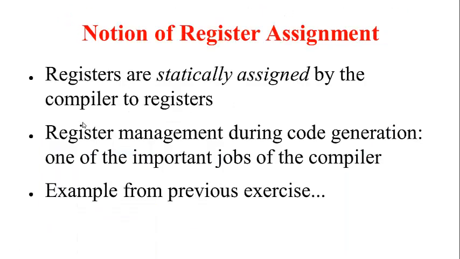Now in both these exercise examples we have seen there is a notion of register assignment. That is, variables in higher level language are statically assigned to specific registers in different portions of the code. This assignment is typically done by the compiler at the time of compilation. And this is one of the important jobs of the compiler. The compiler has to track, for which section of the code, which register is mapped to which variable of the higher level language code.